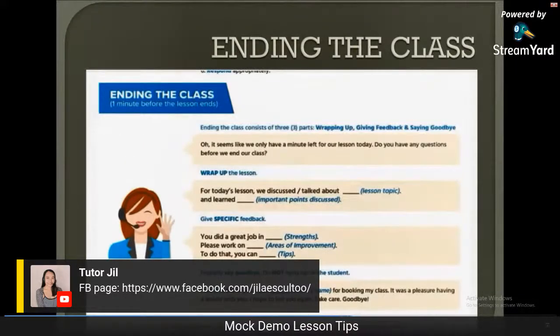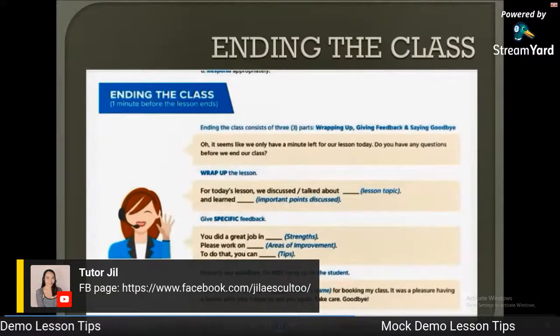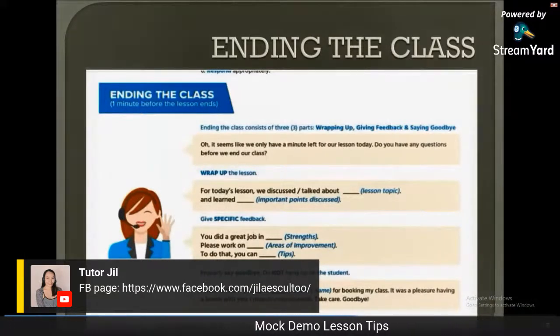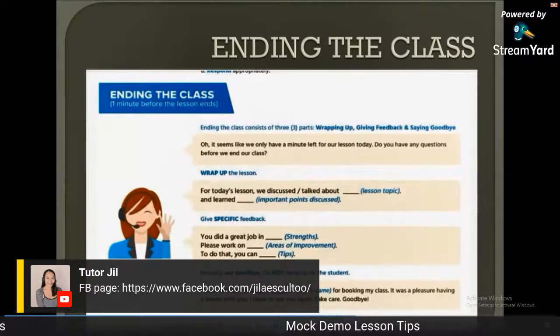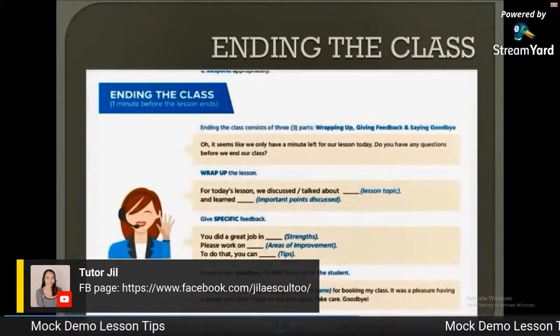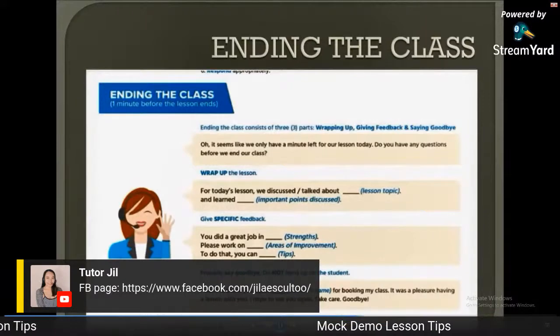Okay, now let's have the last part of the class flow. This is ending the class. You will be given a minute to wrap up everything before the lesson ends. Ending the class consists of 3 parts. Number 1 is wrapping up, number 2 is giving feedback, and number 3 is saying goodbye.